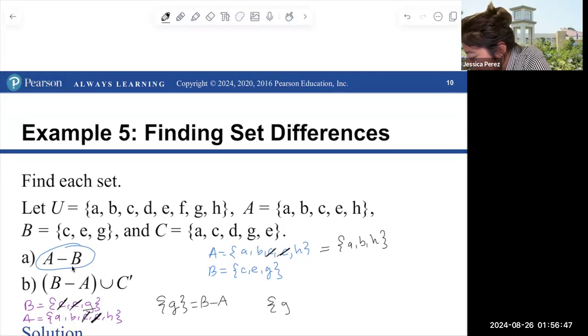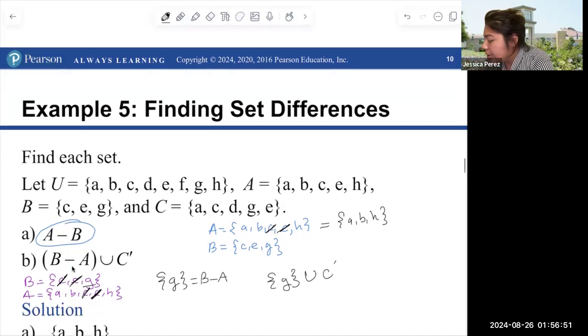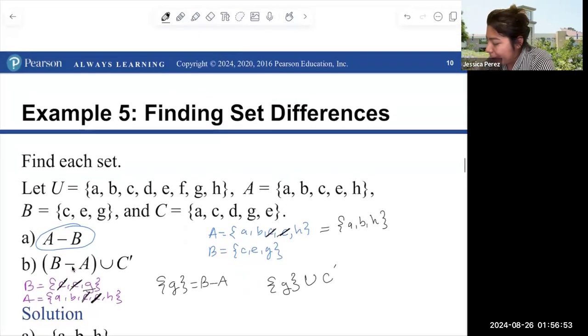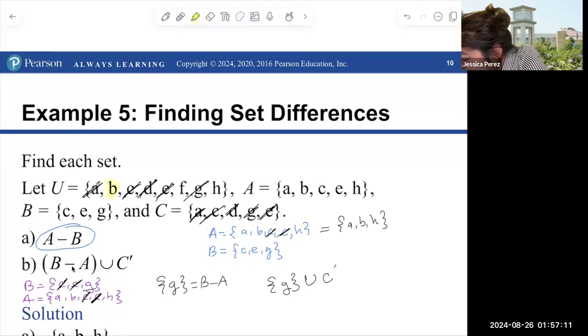Now I have to do G or C prime. C prime is we're removing from the universal letters from C. So A will be removed, C will be removed, D will be removed, G will be removed, and E will be removed from the universe. So now I'm left with B, F, and H.